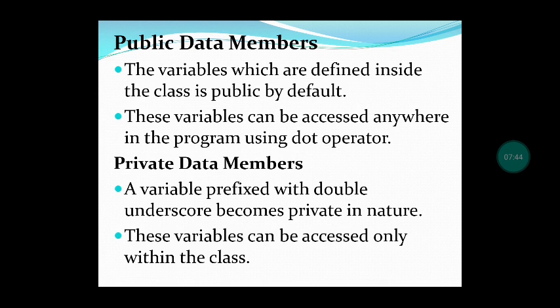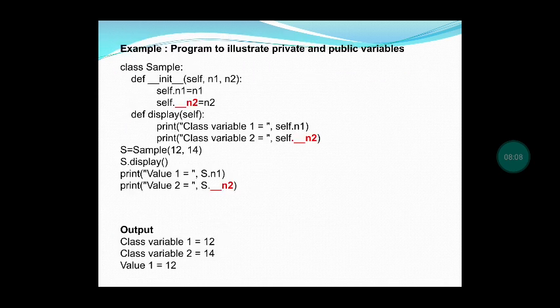A private data member is prefixed with double underscore. If the variable is prefixed with double underscore, then we can understand that it is a private data member. These variables can be accessed only within the class. Private members are accessed only within the class. Public members can be accessed from outside the class. Let us see an example for the private and public variables.